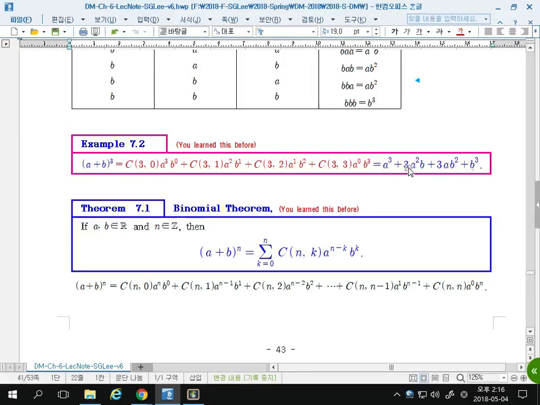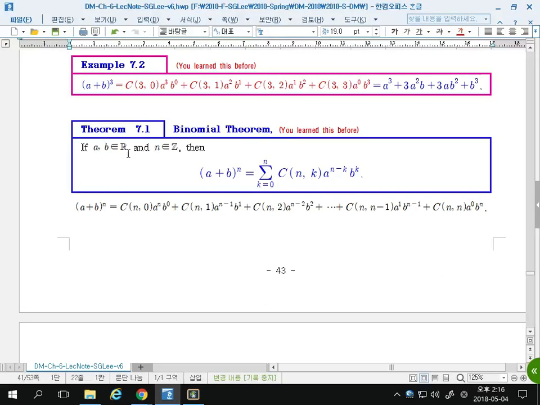This number can be counted and written in this way with the combination notation. 3 choose 0, which is 1. 3 choose 1, which is 3. 3 choose 2, which is 3. And 3 choose 3, which is 1. So this can be written in this way. So this binomial equation is related to the combinations like this.